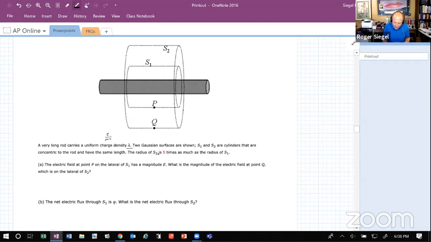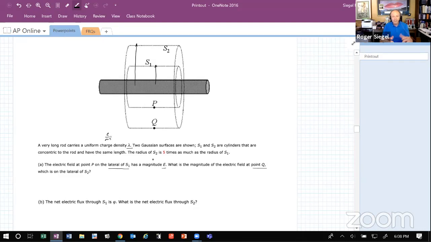The radius of S2 is 5 times as much as the radius of S1. So you can see here's the radius of S2 all the way out to here, and you can see this is not to scale. All right, so the first question says the electric field at point P on the lateral side of S1 has a magnitude of E. What is the magnitude of the electric field at a point Q, down here, which is on the lateral side of S2?